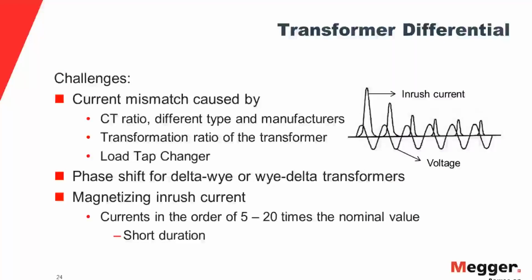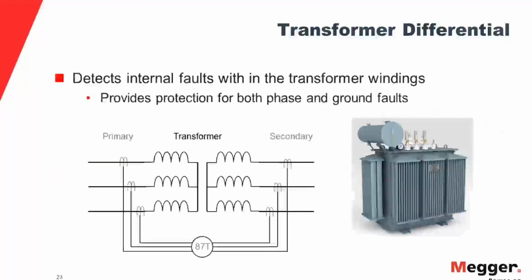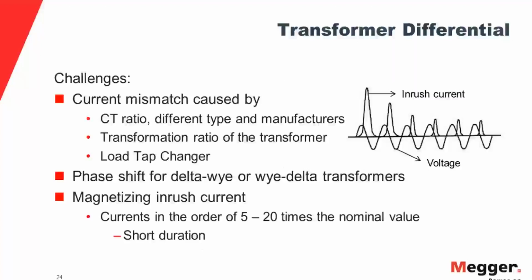The first challenge is current mismatch. We talked about the current mismatch a little bit before. You have two CTs, but even though they have the same CT ratio, same tap, same manufacturer, and same type, they will still have different operational characteristics. So the response from the two CTs will be a little bit different, and that will cause a current mismatch.